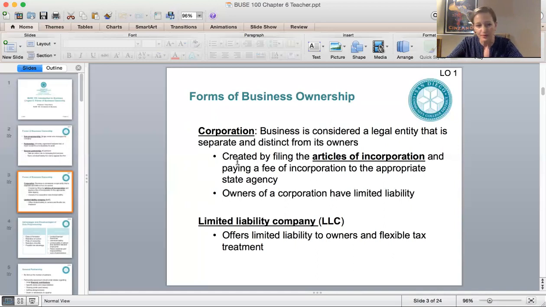And there are different types of corporations. I don't know if I go through them. I'm trying to remember in the different chapters. I think I go through them.